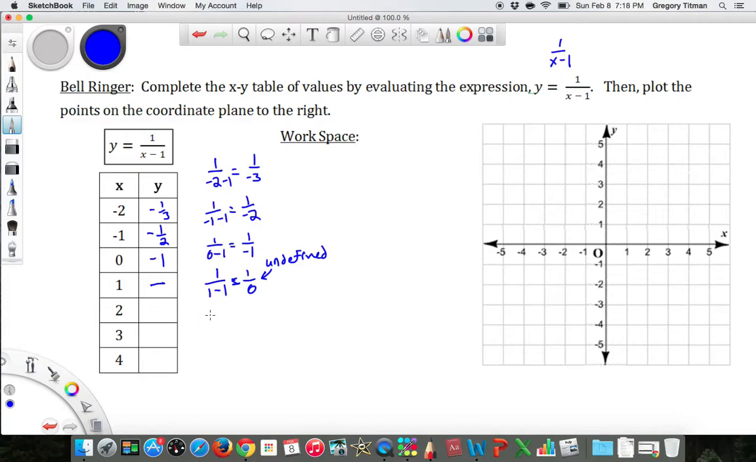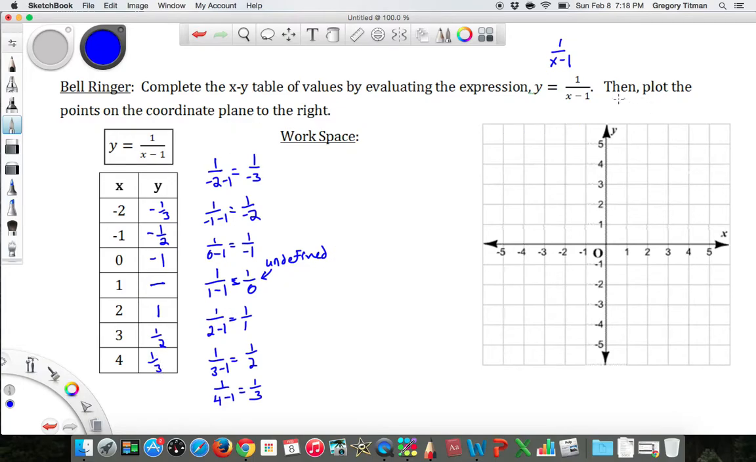If we keep going with the x values, we get 1 over 2 minus 1, which is 1 over 1, or 1. 1 over 3 minus 1, which is 1/2. And 1 over 4 minus 1, which is 1/3.